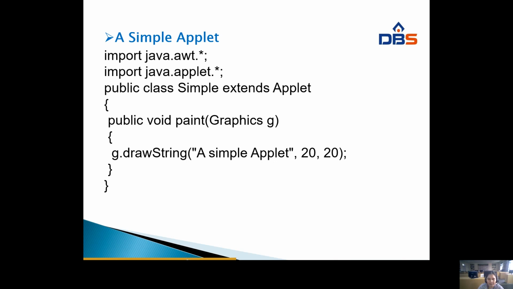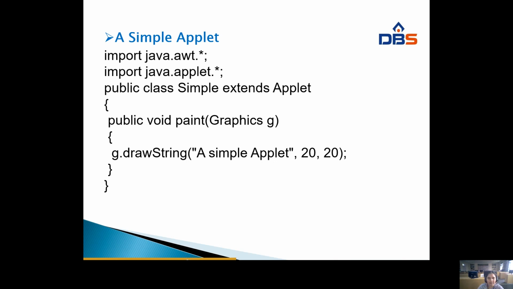Okay, then open this method and write g.drawString. This g is the object for Graphics, and that's why we write g.drawString. Automatically we need to write something here, some string. So within double quotes, "A simple applet", followed by the x and y positions. Okay na? Then we need to close this method and close the class. Okay na?